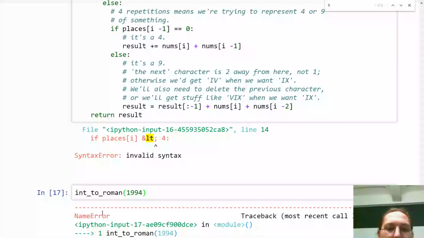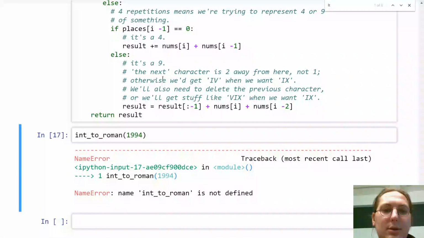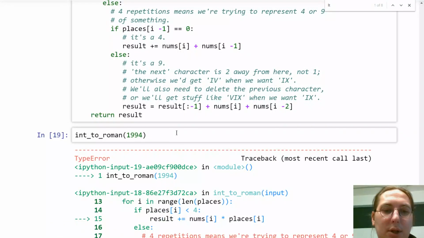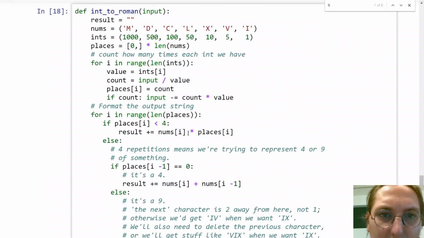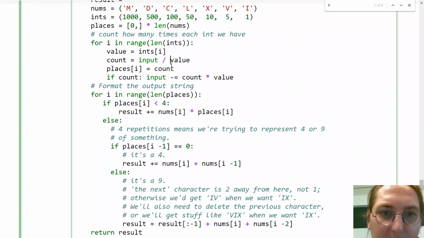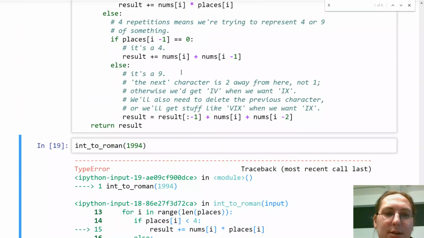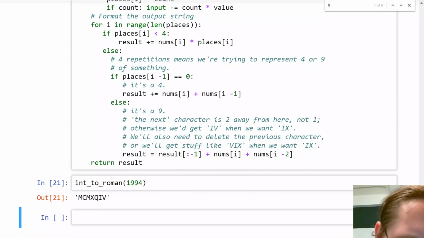1994. Did I not press enter? I suppose not. Can't multiply sequence by non-int type float. What is a float? Who is putting a float somewhere? Is this Python? Yes, it is. It's Python 2.